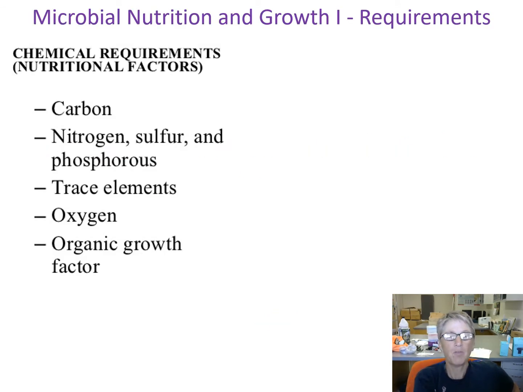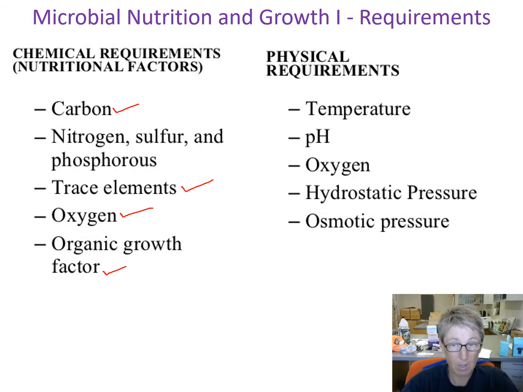So in the previous video, we went over the chemical requirements or the nutritional factors for growth, and those were these atoms: carbon, nitrogen, sulfur, and phosphorus, and also hydrogen should be in there. Trace elements like magnesium, oxygen, molecular oxygen, and organic growth factors. So organic, just remember, has a carbon and hydrogen atom in it if you are an organic anything.